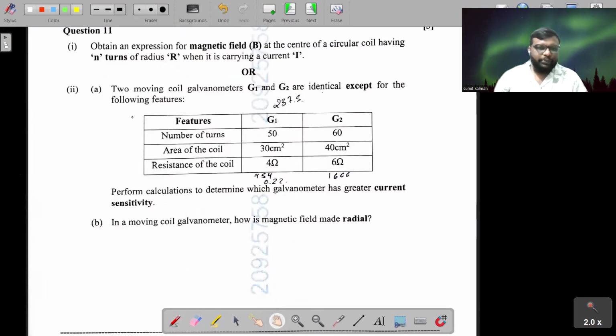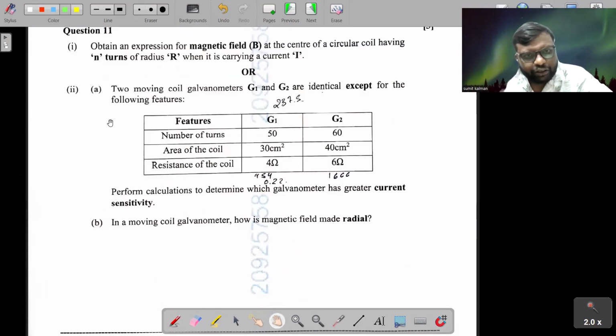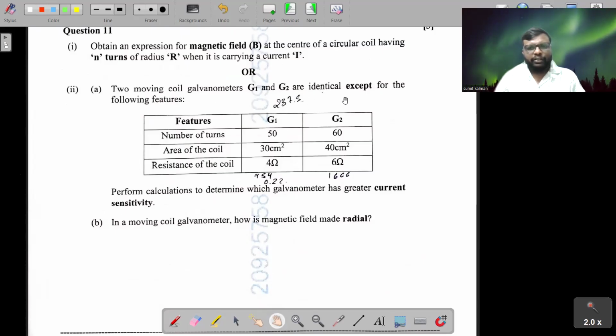Now student, next problem is 11 second A, two moving coil galvanometer, G1 and G2, they are identical except for the following features. You can just see number of turns is given, area of the coil is given, and resistance of the coil is given. Now students, in the problem they are asking perform calculations to determine which galvanometer has greater current sensitivity. So students, we will proceed for the solution of this problem.